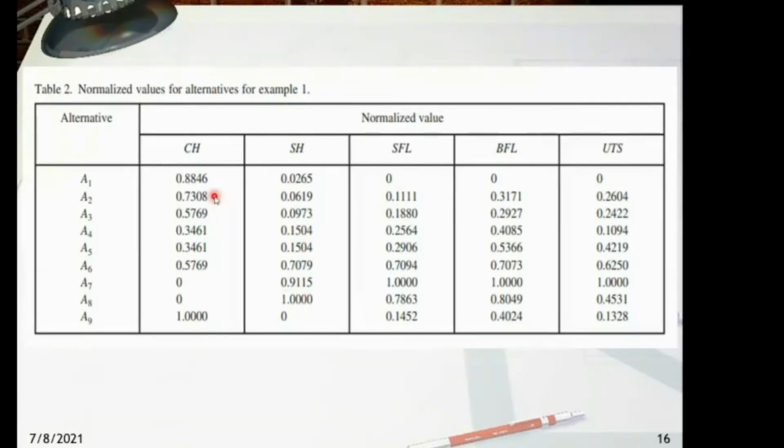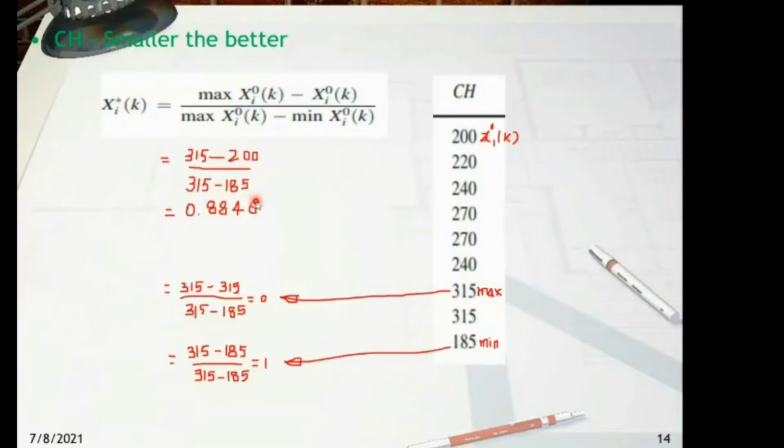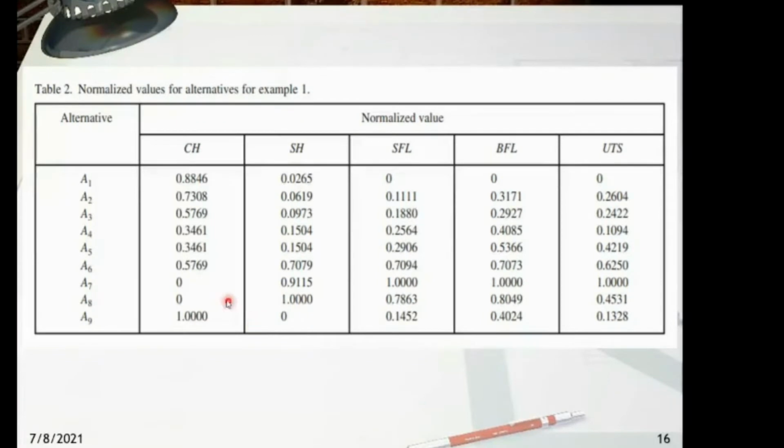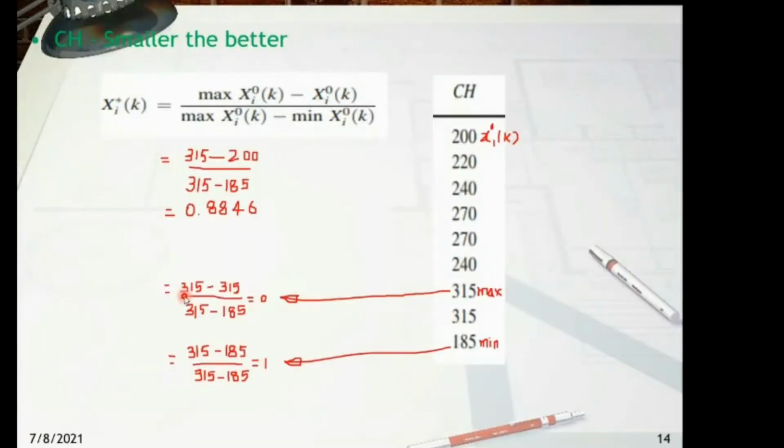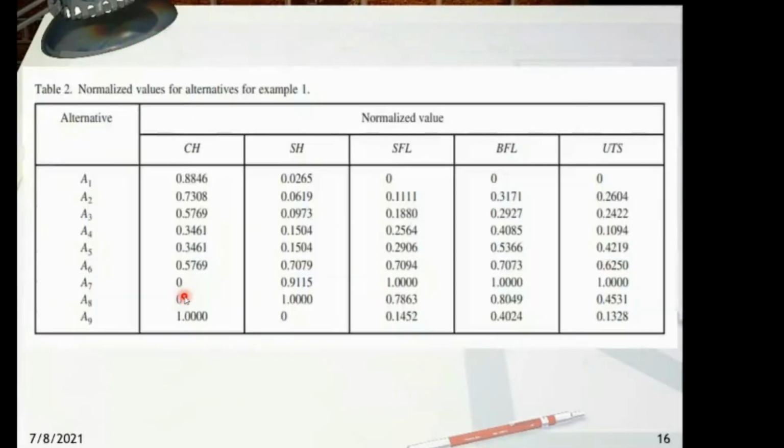So you can see for the first one, 0.8846, 0 and 1 for 315 and 185. So that we calculated here. 0.8846, then 1, then 0, 0. So where is the minimum and the maximum, 0, 0, because the smaller the better. Similarly for surface hardness, the first value is 0.0625, and which is having the larger value it is 1, which is having the smaller value it is 0. So all are coming between 0 and 1. You can see the first property, second property, third, fourth, and fifth property also 0 to 1.